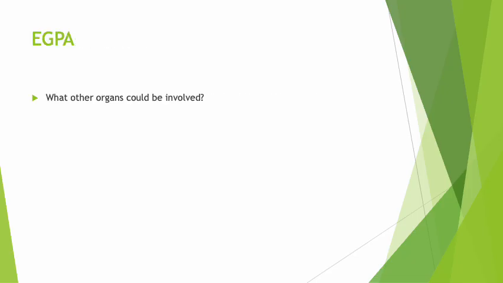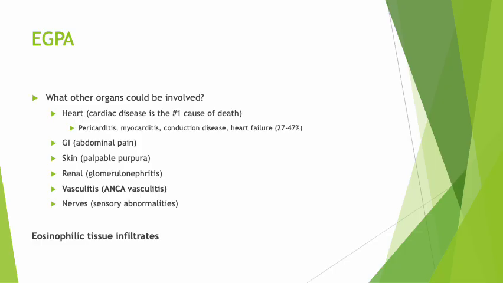And EGPA and all the other vasculitis conditions always confused me when I was studying for them, so I just wanted to go into these in a little more detail. So starting off with EGPA, can you think of any other organs which could be involved? So as you can see, a lot of different organs can be involved, which is one of the reasons why this is so confusing. This is going to be one of your ANCA vasculitis conditions, so it's going to be a vasculitis, but cardiac conditions are actually the number one cause of death.